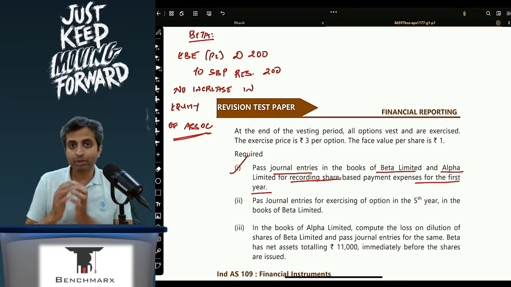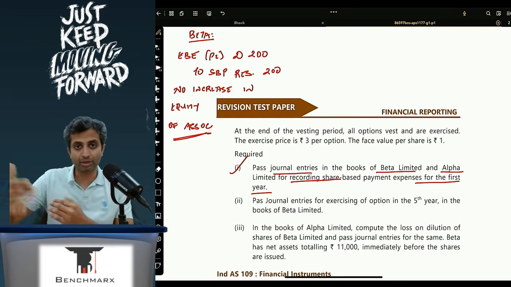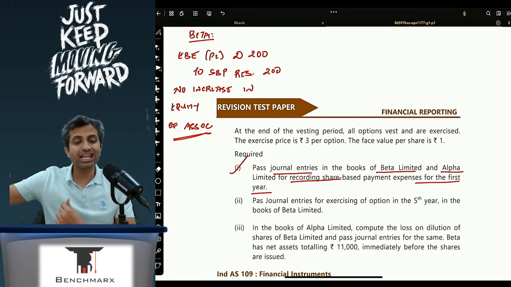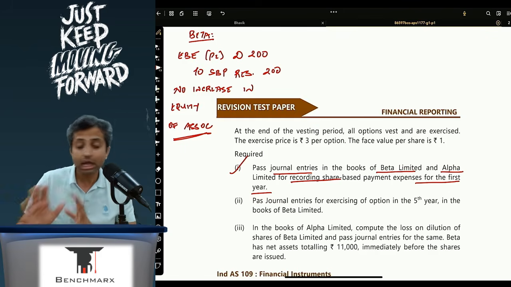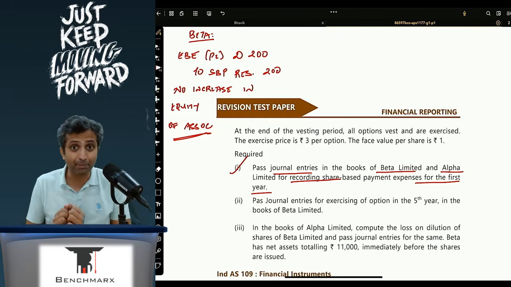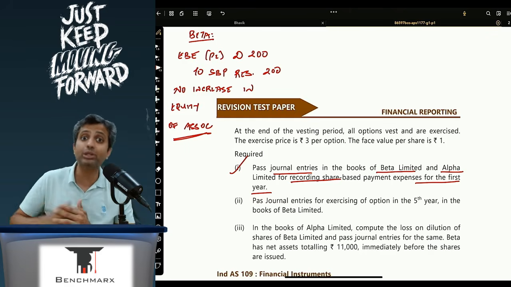Now the problem is, this SBP reserve ultimately after 5 years, when it is exercised, shares will be issued to the employees, not to Alpha Limited. It will be issued to the employees, and thereby Alpha's stake will get diluted.